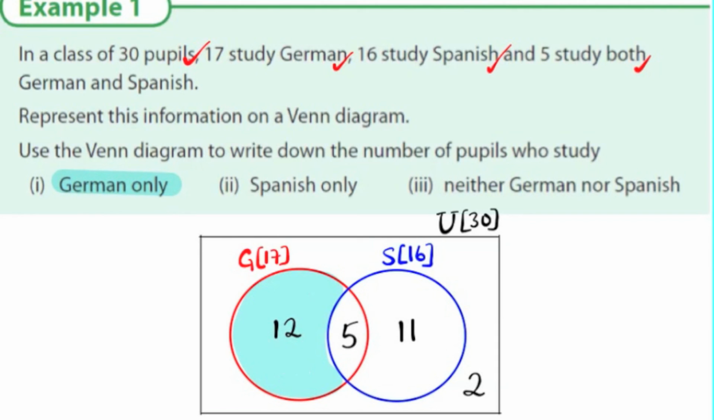Next question, in German only, we see that German not Spanish is 12. Spanish only is the next question. We see that's this section here. It's what's in Spanish but not doing German. There's 11. And then the last one is neither German nor Spanish. And that stands for the part here outside of the two circles, those that don't study Spanish or German, and we see that that's 2.